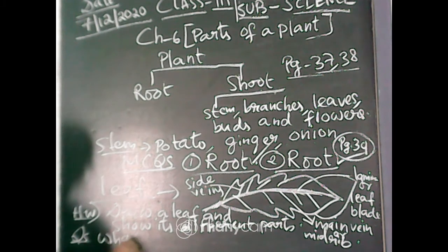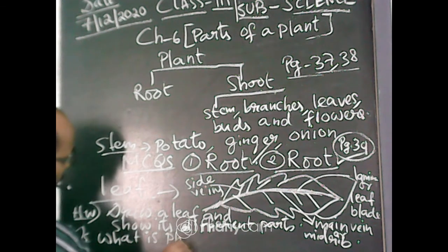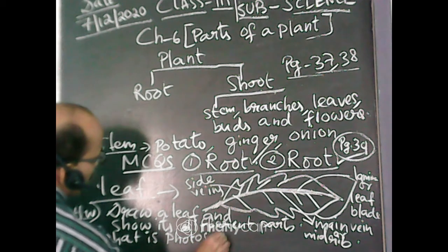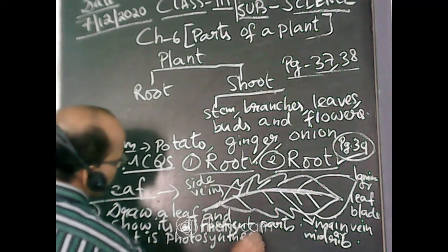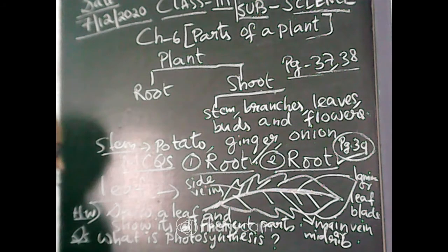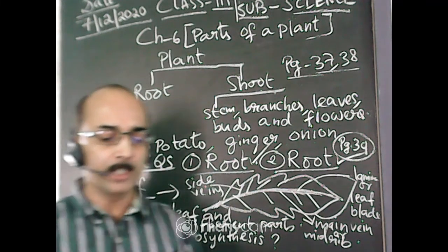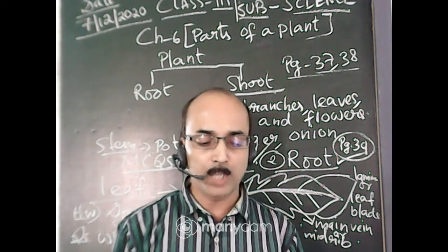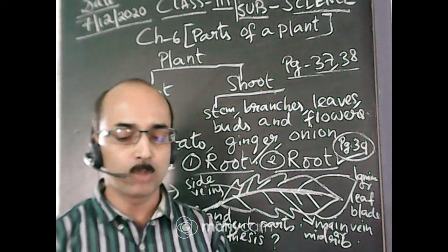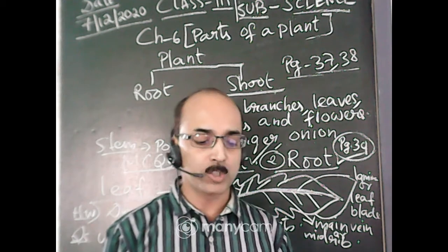What is photosynthesis? Okay, what is photosynthesis? This is the answer. The process by which green leaves make food for the plant with the help of carbon dioxide and water in the presence of chlorophyll and sunlight is called photosynthesis.